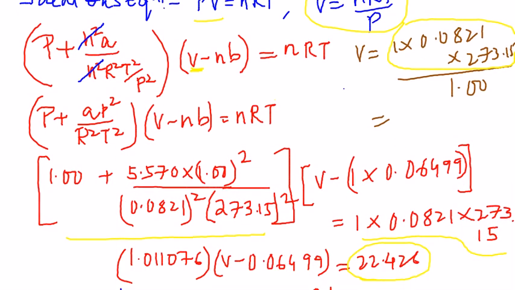So we're going to write down 22.426 divided by 1, which is really 22.426. Okay, and that is the molar volume. You want to put liters out there. Molar volume using the ideal gas equation.